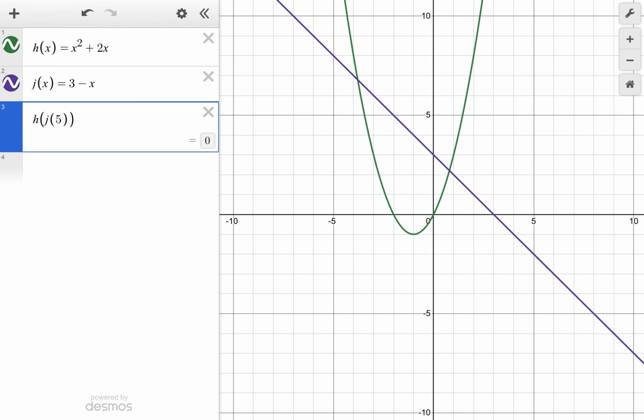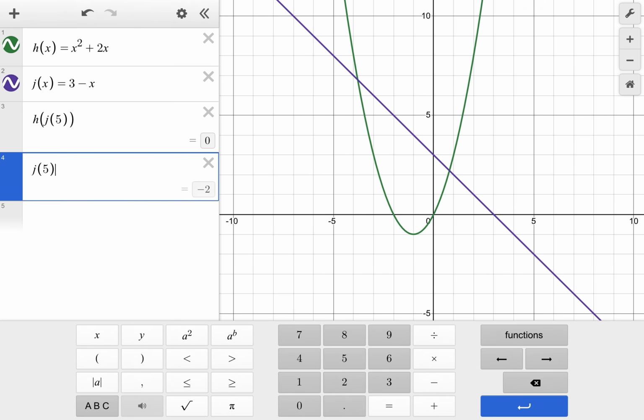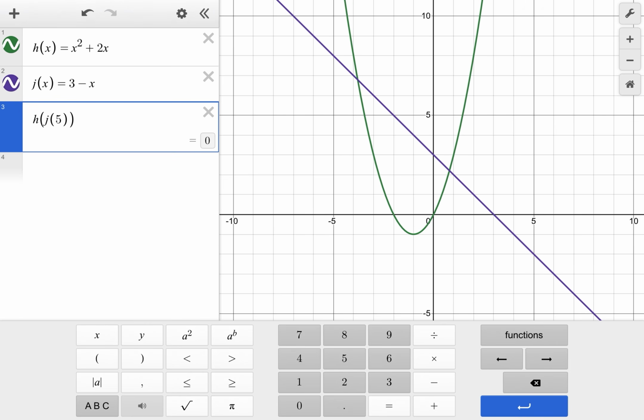You don't have to know what j of 5 is. And just to verify, if you plug in j of 5, you get negative 2. And if you do h of negative 2, you do get 0. So once again, Desmos is amazing. It does this for you easily, so effortlessly.